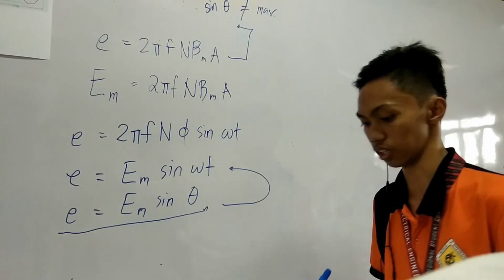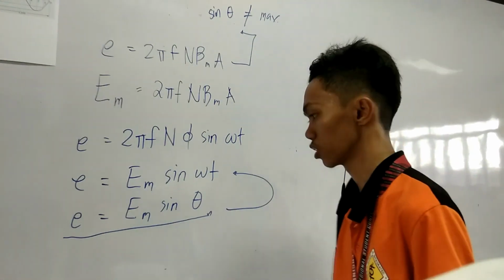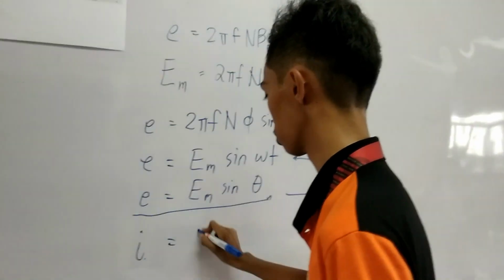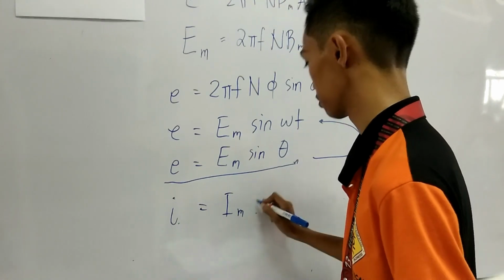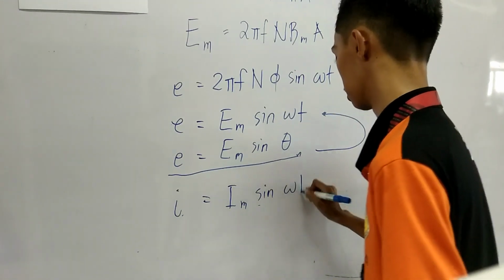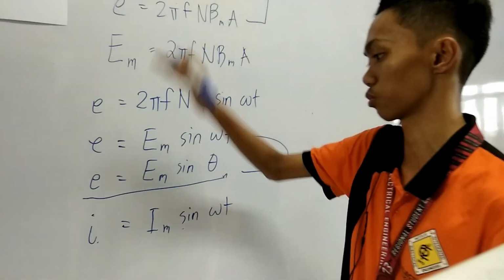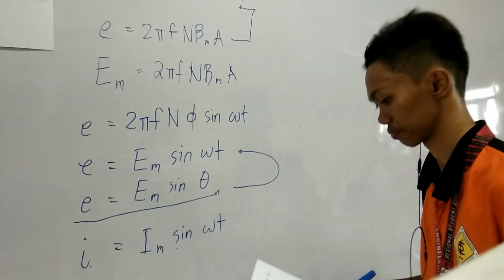Similarly, for the equation of induced alternating current, we have I is equal to I sub m sine omega t. So this works as well for currents.